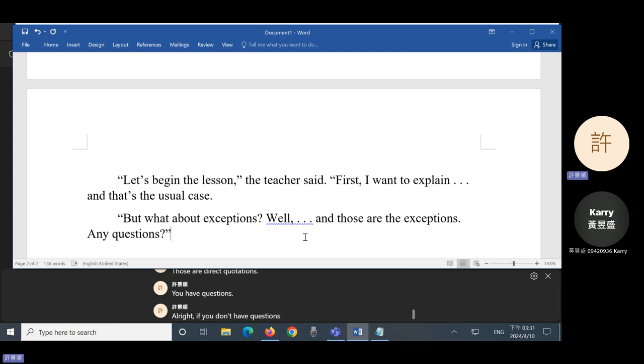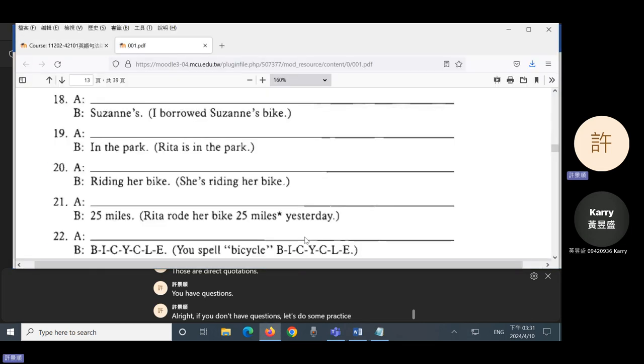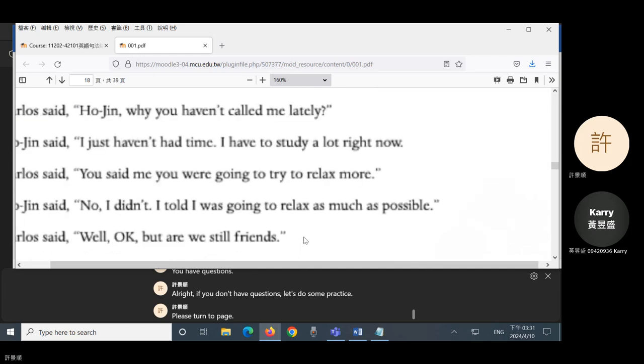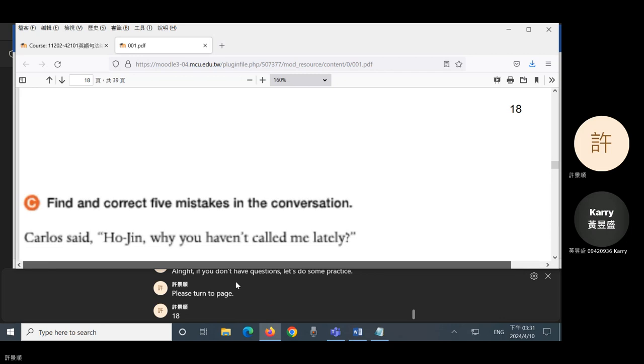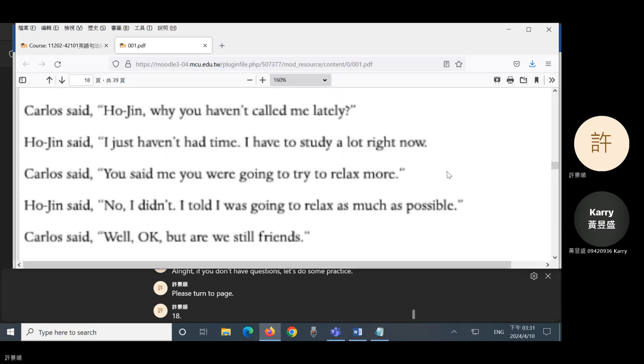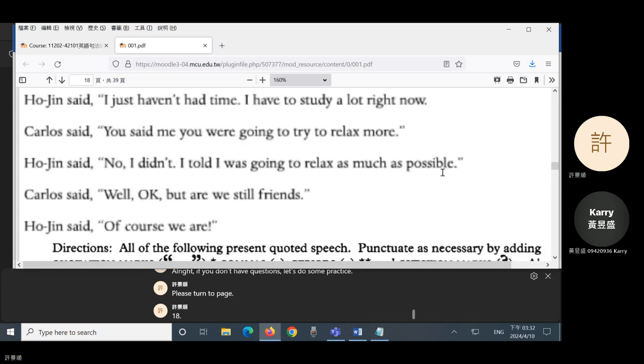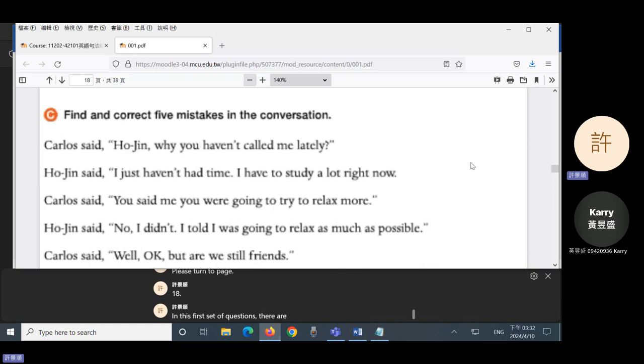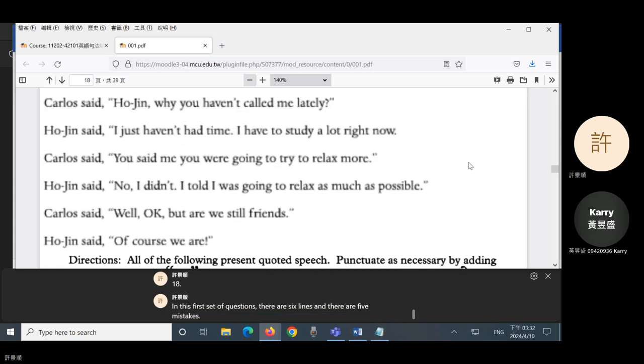All right, if you don't have questions, let's do some practice. Please turn to page 18. In this first set of questions, there are 6 lines and there are 5 mistakes. I'll give you 5 minutes and you're free to talk with your classmates.